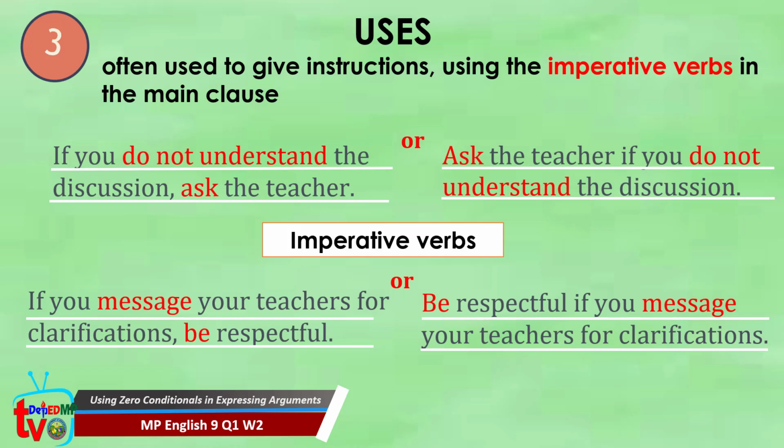Now, where are the imperative verbs used in the two examples? So in the first example, we have the verb ask. And in the second example, we have the verb be. These are all imperative verbs because they are action words that commands somebody to do something. That is why, in the first example, the students are being commanded to ask the teacher if they do not understand the discussion. In the second example, students are asked to be respectful if they message their teachers for clarifications.